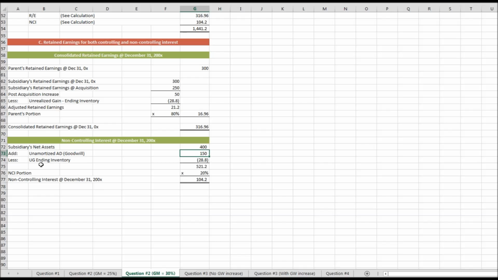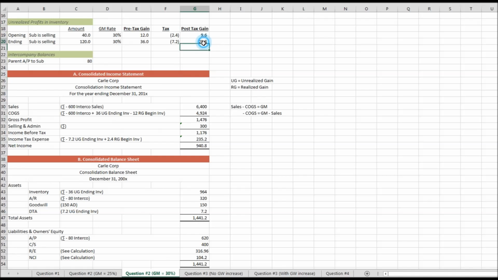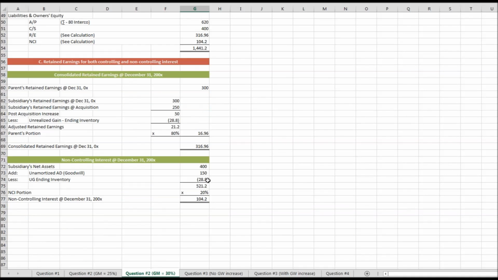And we also had that unrealized gain that we dealt with up here, and we've been taking it out along the way, even in our balance sheet. So we take that out over here. We back that out of non-controlling interest because we haven't realized that. Once again, remember, current asset, it hasn't been more than a year. So that 28.8, which is taken from up here, post-tax of course, and then we get a value of $521.